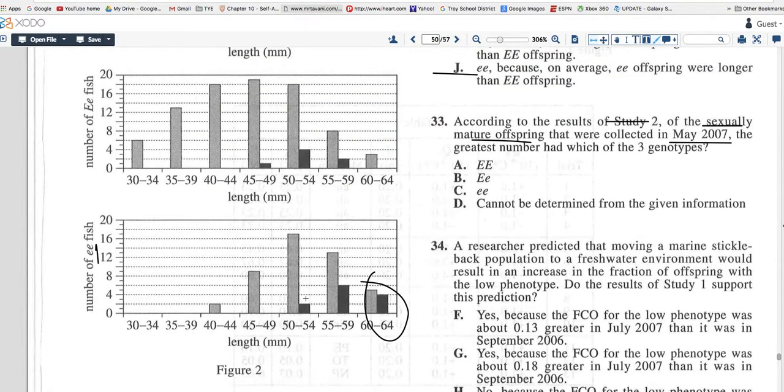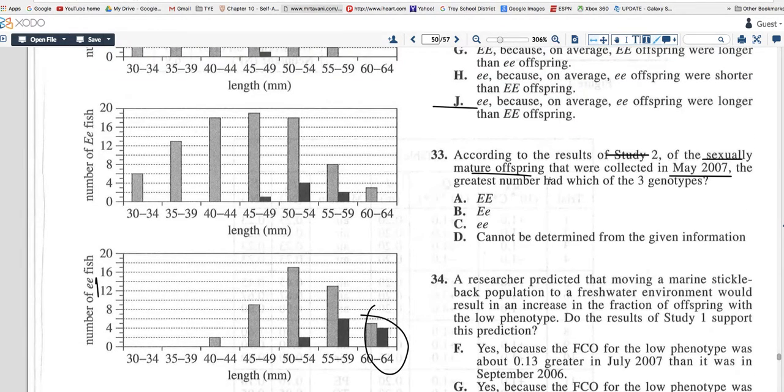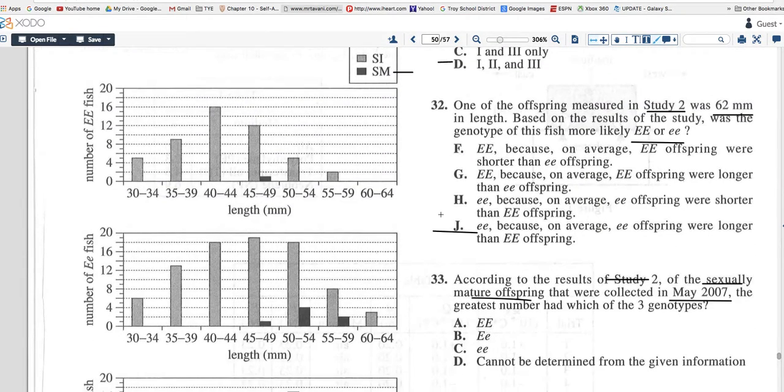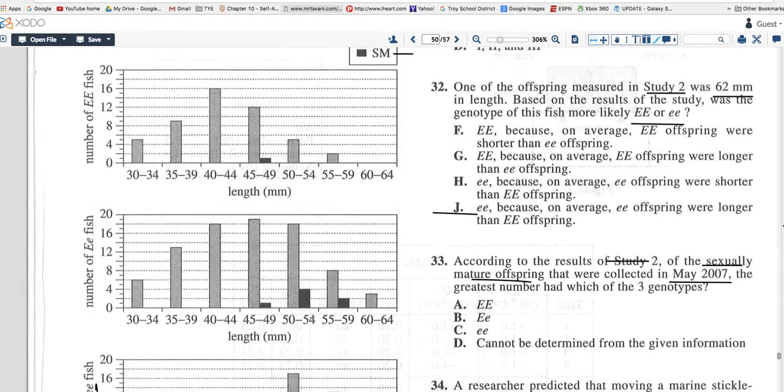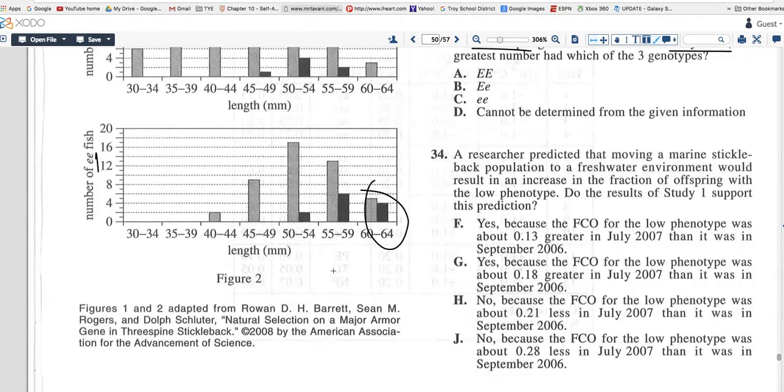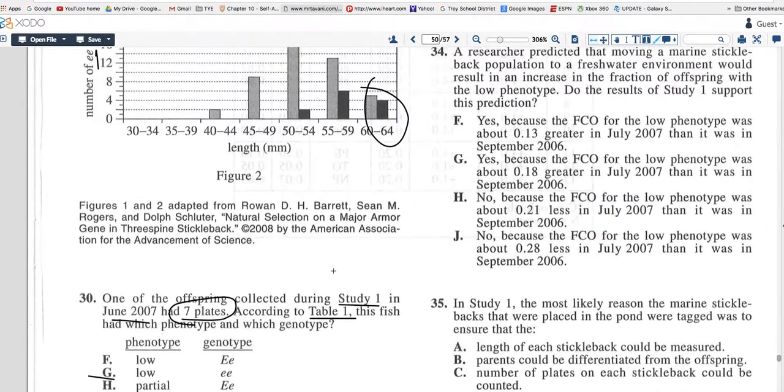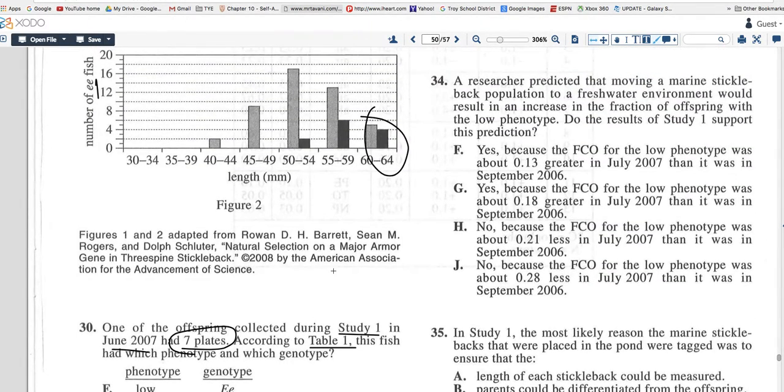So this one, look at the y-axis on this. These are all higher than the previous one. So it is lowercase e. Always define your variables. Does that make sense? You don't want to look at the light shaded stuff. You want to look at the dark shaded stuff because those are the SMs. All right, 34. Who wants to do that?